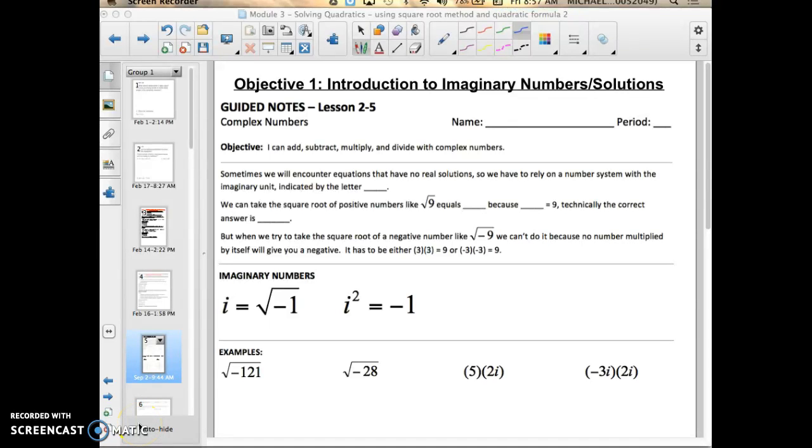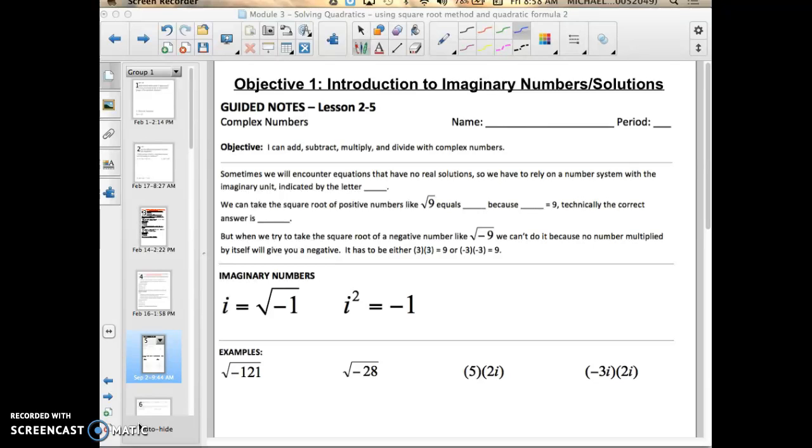Objective 1, an introduction to imaginary numbers and solutions. So moving forward as you solve quadratic functions, up until now we've been solving via factoring. And with factoring, when you can solve with a factoring strategy that we've worked with, either finding the greatest common factor, MACAB T-chart, or difference of squares, all of our solutions have been real numbers.